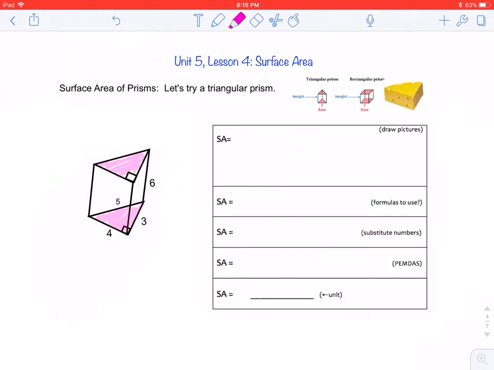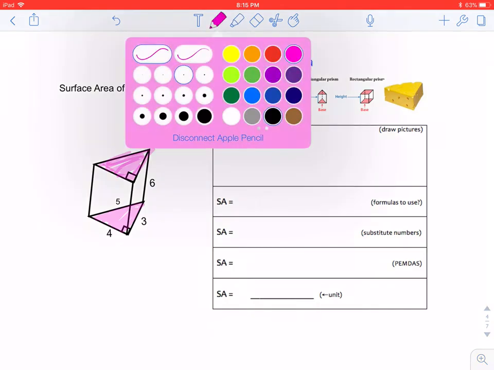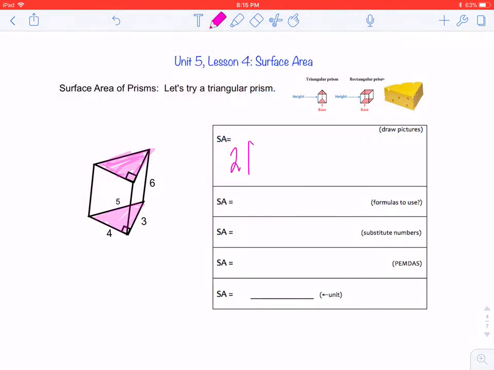It has a triangle on the top and a triangle on the bottom. I've done those in pink. So here you have two triangles. Maybe you notice something interesting. You really want to look for that right angle. Remember, a triangle's area is found by base times height divided by 2. The base and the height have to be perpendicular. Have to be. That's a rule. So make sure you're always looking for that little right angle square.